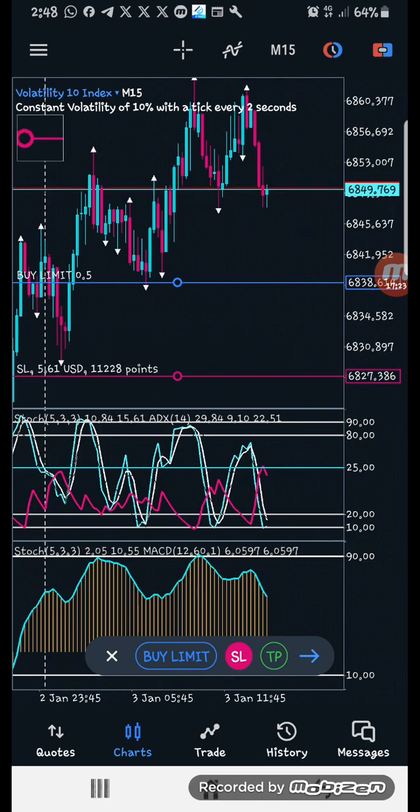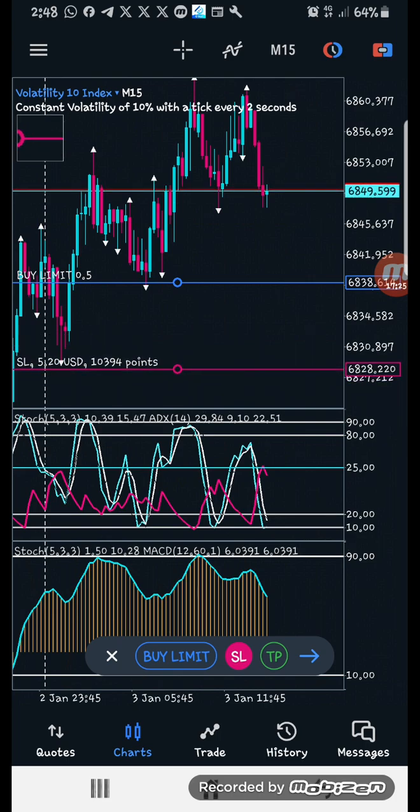But to be safer, you put it at the previous support level, because in most cases your market will not get there. It will reverse, turn, and still continue going in your direction. So please note that, and that is that.